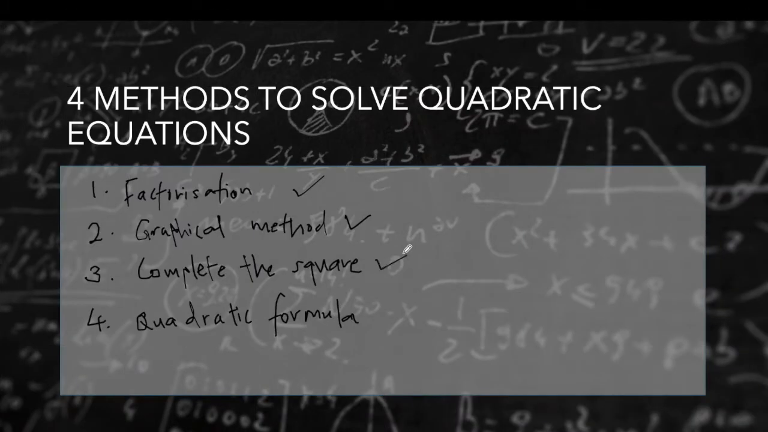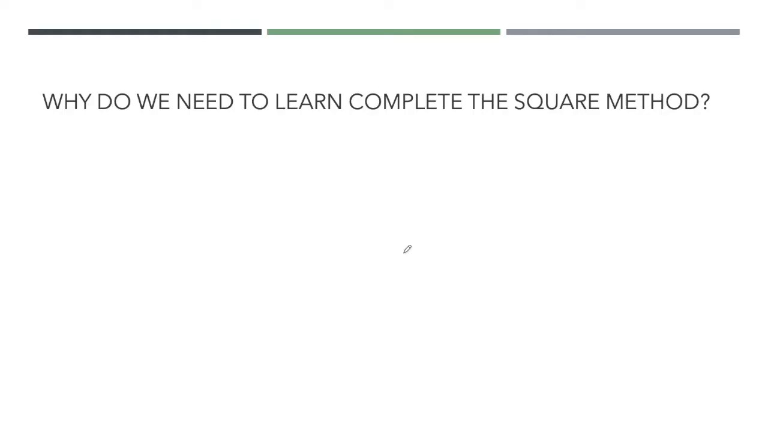2.3, complete the square method. So by now, some of you will wonder, how come there's so many methods? We have learned factorization, we have learned graphical. Why do we still need to learn complete the square to learn to solve a quadratic equation?